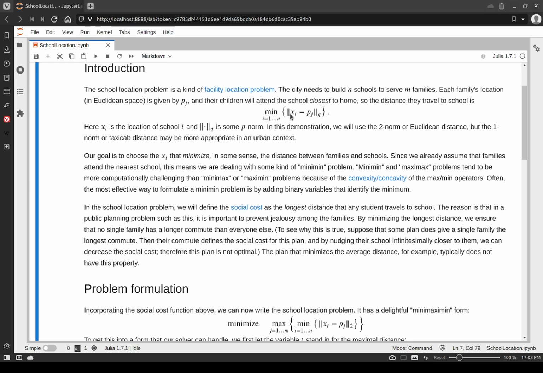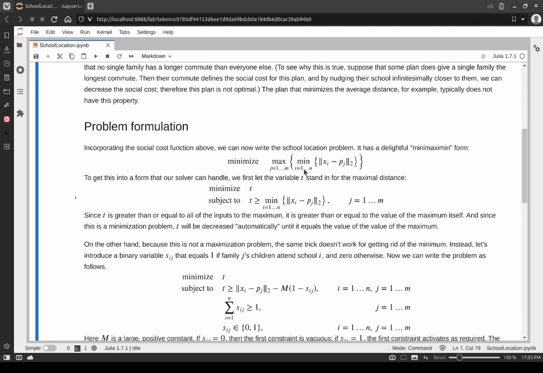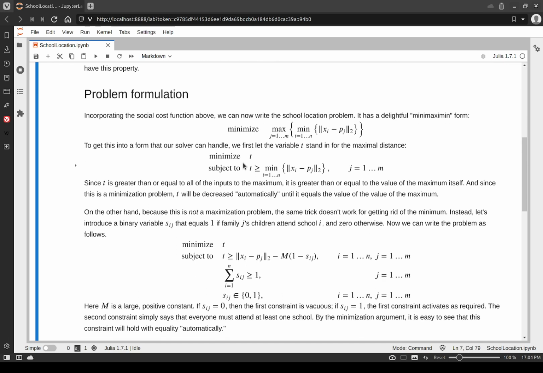Among those n schools, the school having the shortest distance in this norm is the one that each family is ultimately going to choose, that they're going to attend. So we go ahead and put that family-specific distance in here, and then we're going to take the maximum over all of the m families and treat this as our social cost function. So the longest distance that any family has to their nearest school. And our goal is to minimize that quantity. And as a result, we have this very interesting min-max-min optimization problem. These kinds of min-max or min-min problems are common to see in the combinatorial optimization field.